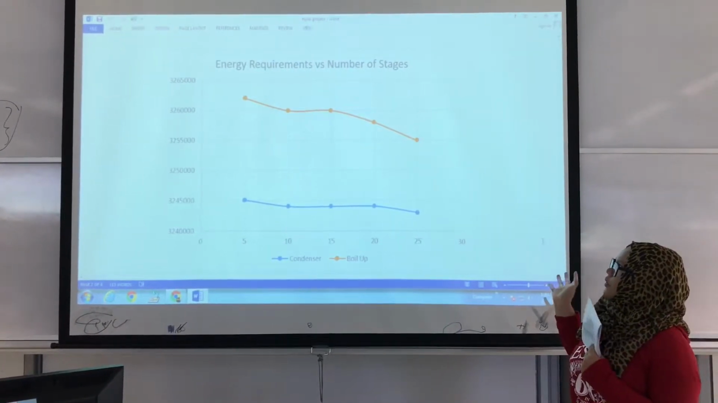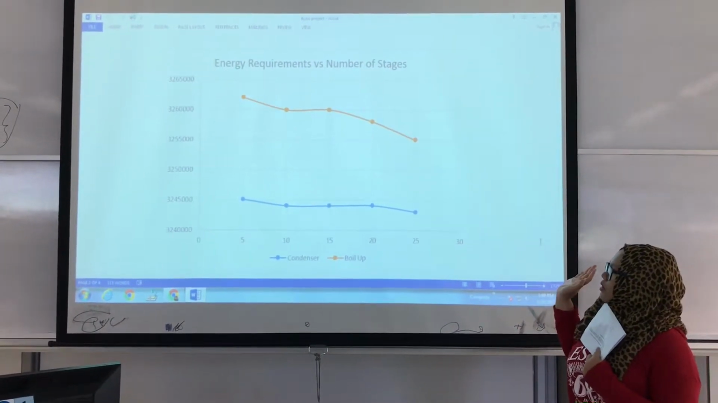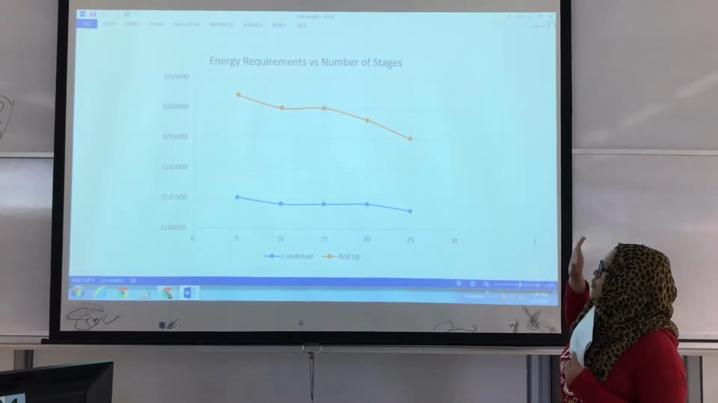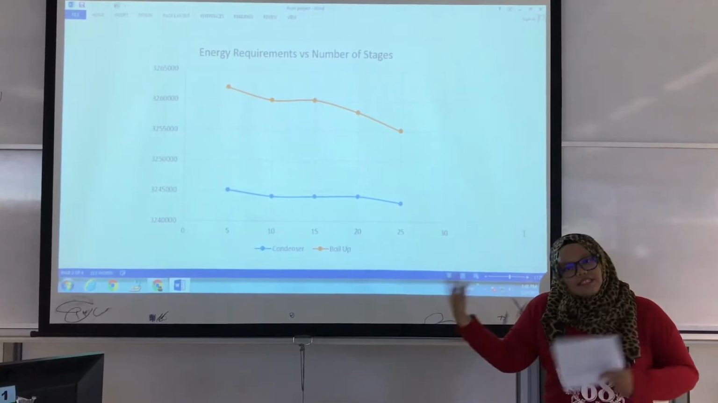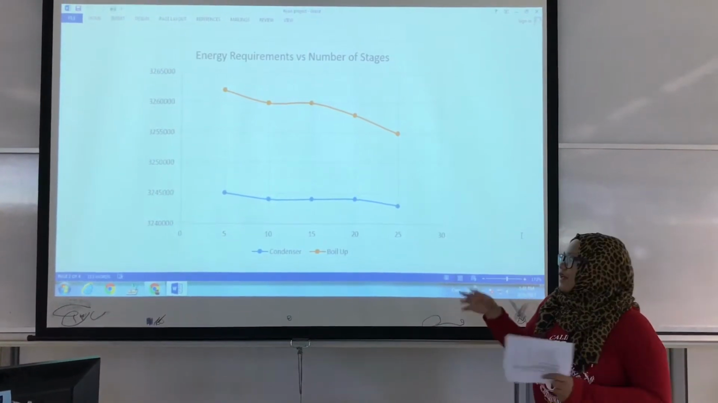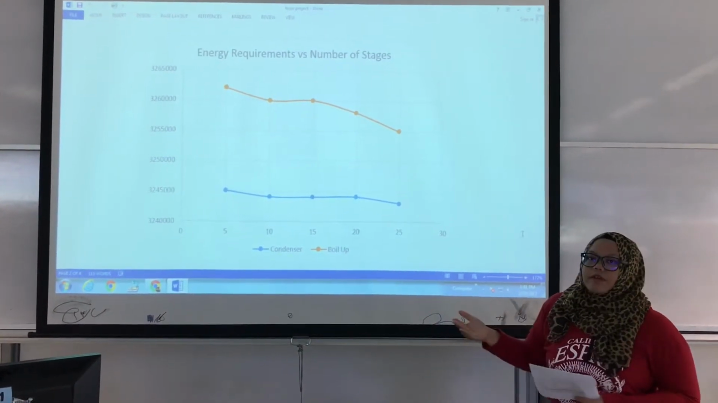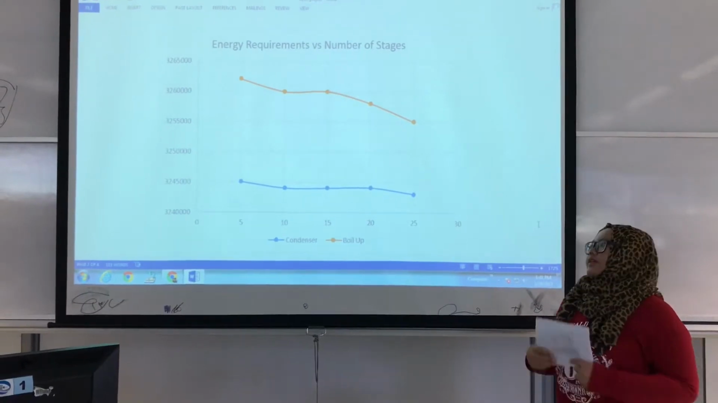And the energy requirements for the condenser and boil up are decreasing. I mean, as the number of stages increases, the energy requirement decreases. Okay, next.